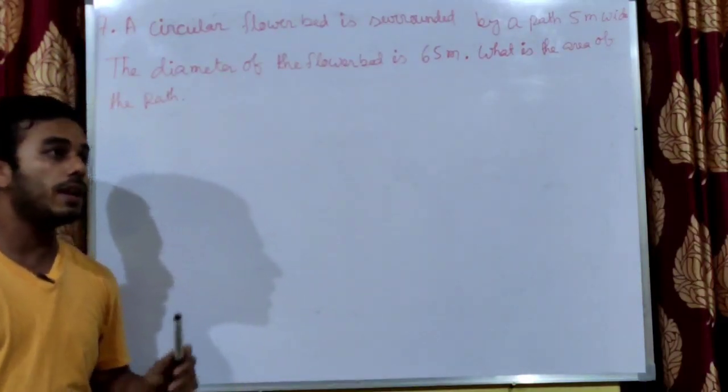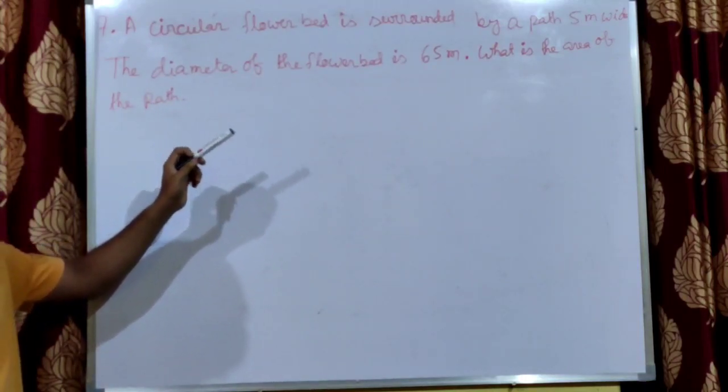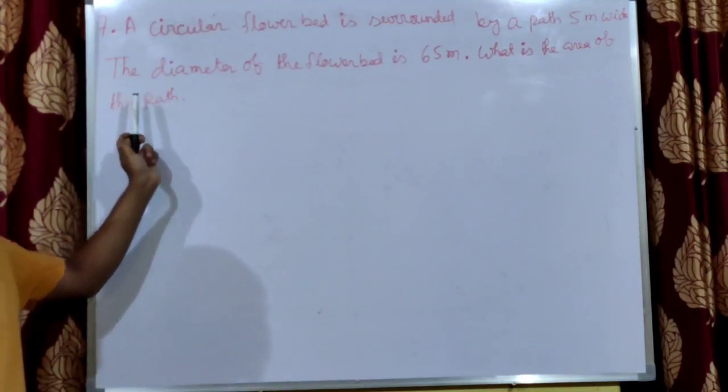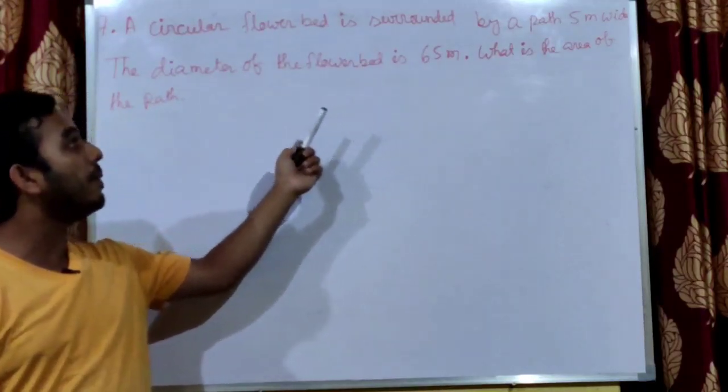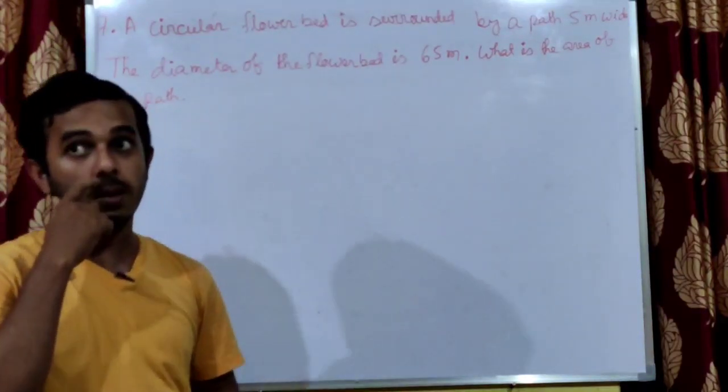So now let us move to our next question, that is question number 7 of our textbook. Here the question is: a circular flower bed is surrounded by a path 5 meter width. The diameter of the flower bed is 65 meter. What is the area of the path? What is given in the question?